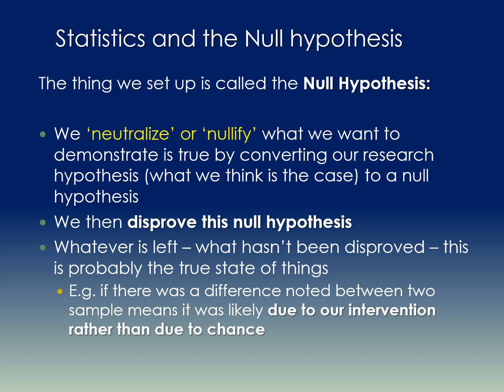Here's an example I have down below. What we end up saying is this: if there really was a difference noted between the two sample means, it was likely due to something that we did, our intervention, rather than due to chance. Because chance is always a possibility. Differences can happen by chance. And so we eliminate the chance factor, and anything that was left over, we say was due to our intervention. This is probably the true state of things.